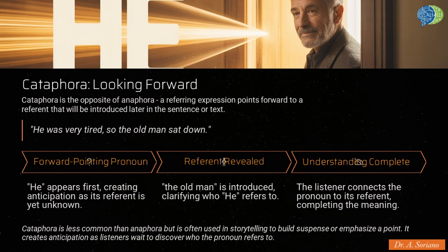Forward-pointing pronoun: the pronoun "he" comes first. This creates a little bit of anticipation because we don't know who "he" is yet. Referent revealed: the referent, the old man, is introduced later, clarifying who "he" refers to. Understanding complete: the listener connects the pronoun to its referent to complete the meaning. Cataphora is less common than anaphora, but you'll often see it used in storytelling to build suspense or to add emphasis.